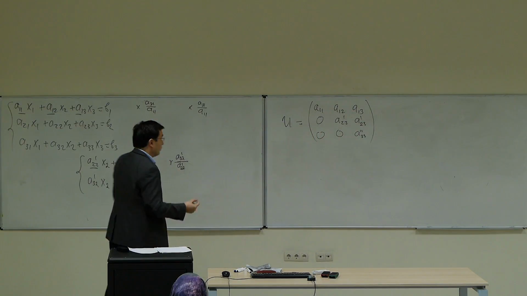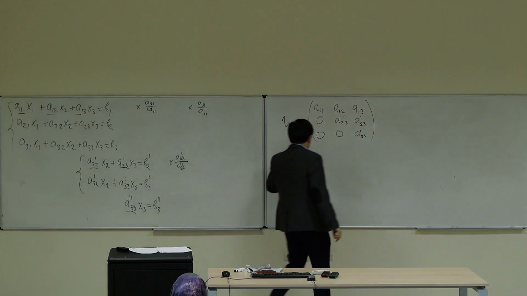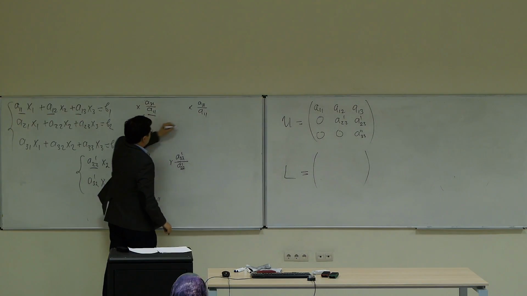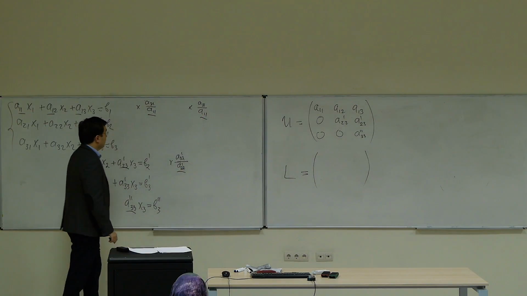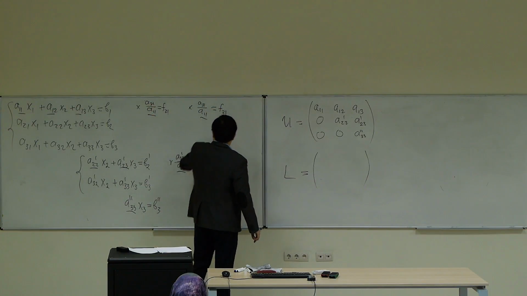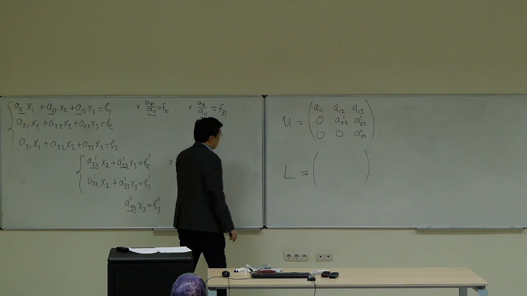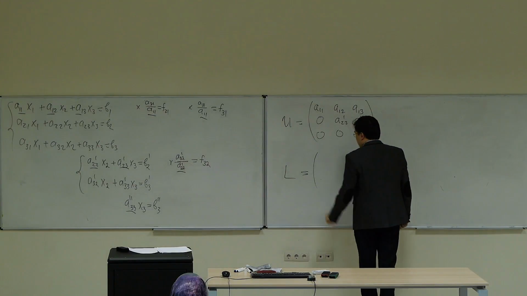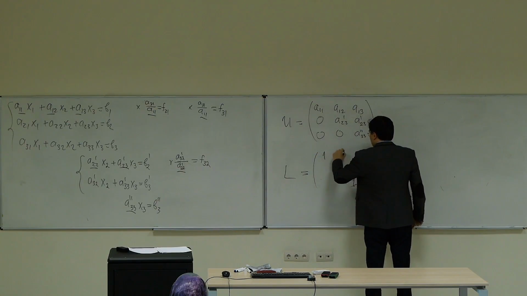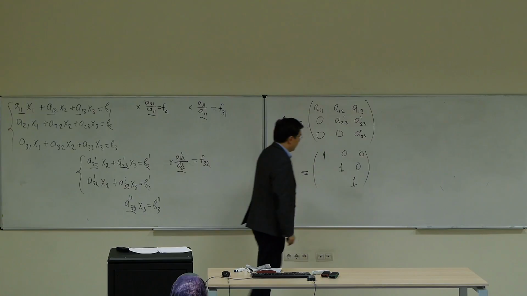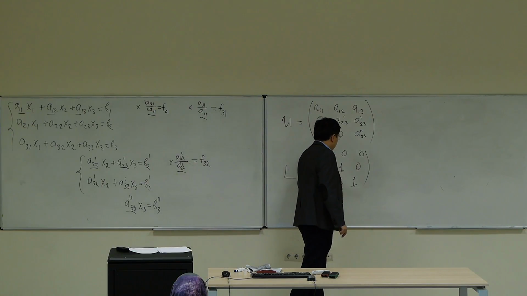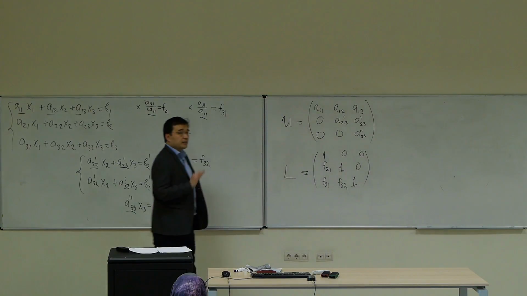We already have L now. We already have L here. L, it turns out, has this first element, second element, and third element. Let's call it F21. Let's call this F31. And let's call this F32. So, what is the form of L? It turns out to be the following. Along the diagonal, we have ones. Here we have 0, 0, 0. All right? Here we have F21, F31, and F32. It turns out this is my L.